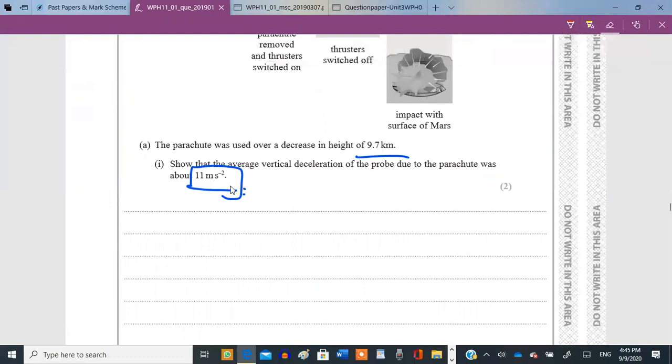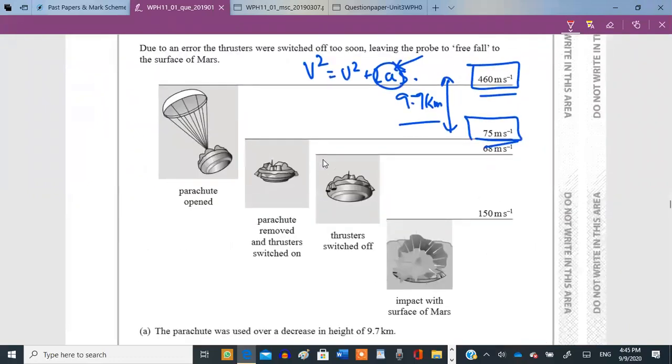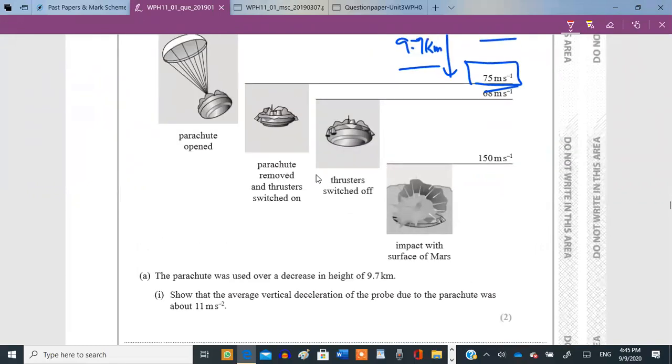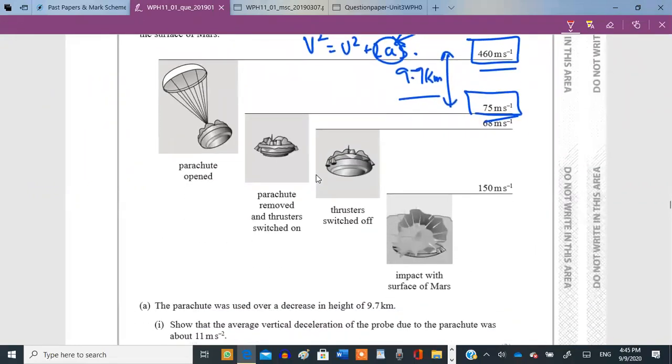Okay, let's redo this question then. We'll need the first part's answer for doing the second part. Now, in the first part, it says that the vertical deceleration of the probe due to the parachute was about 11 meters per second squared. Show that this is the value.